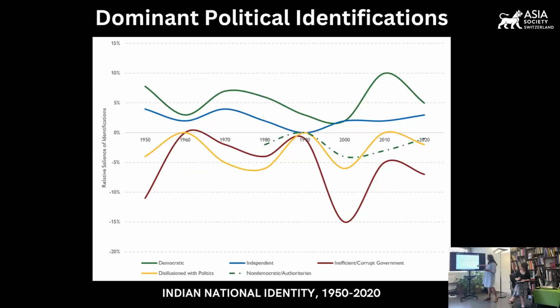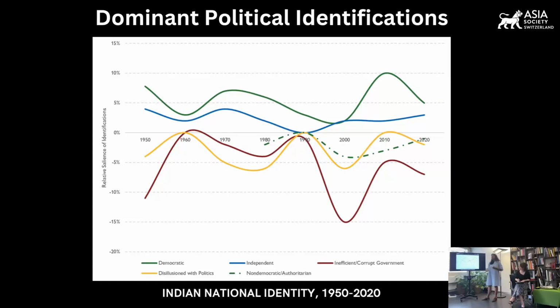And what's also interesting is this red line, which is the inefficient and corrupt government. And that moves very nicely with this democracy. So when democracy is particularly low, we see that this feeling that India's government is inefficient and corrupt goes very, very high. And so these two are moving very, very closely with each other. And so the yellow line is disillusioned with politics, and that has also been very, very consistent.